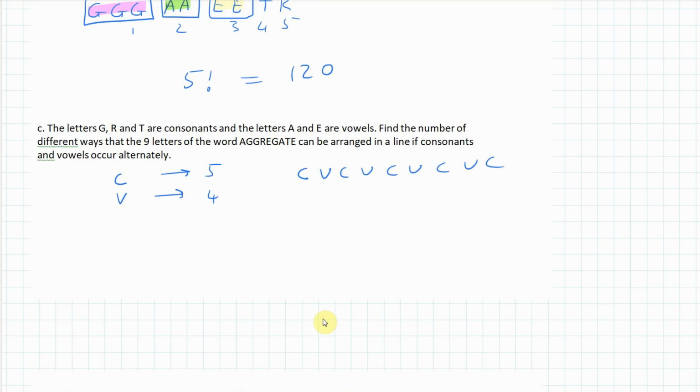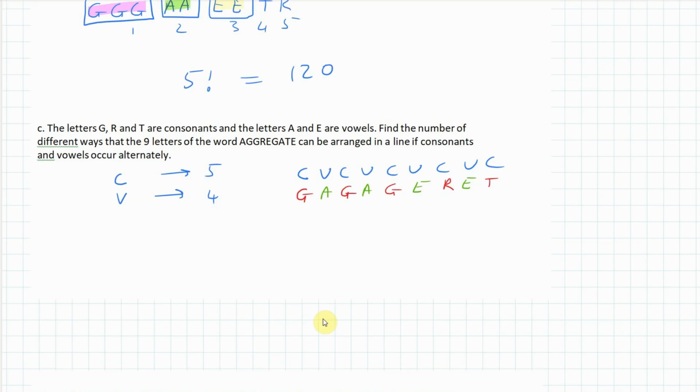So what I decided to do with this is treat the consonants as one group. I'll do the consonants in red. So just for instance, we've got G, G, G, and then I think we've got R and T, right? So there's those guys. And then we can look at the vowels. For the vowels, we've got A, A, and we've got E, E.